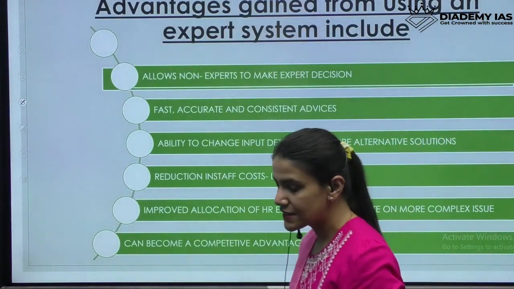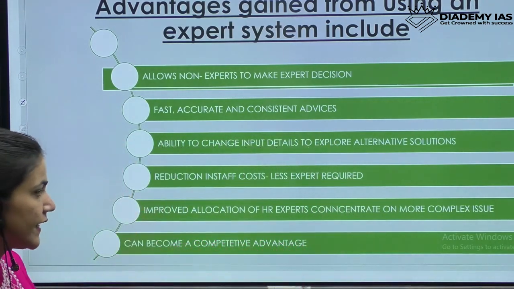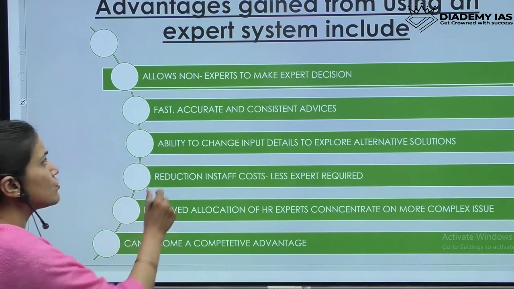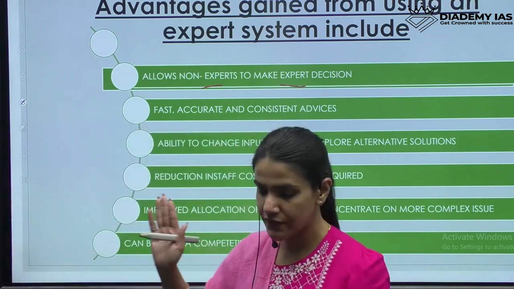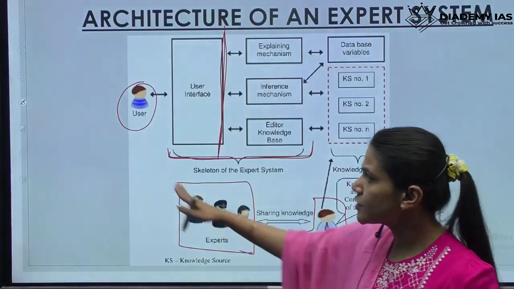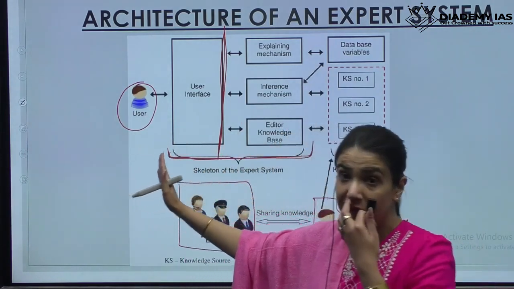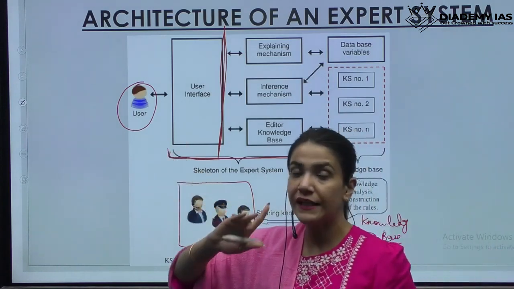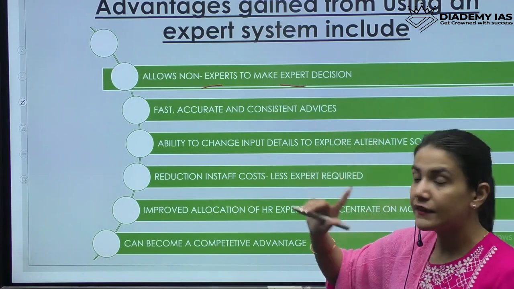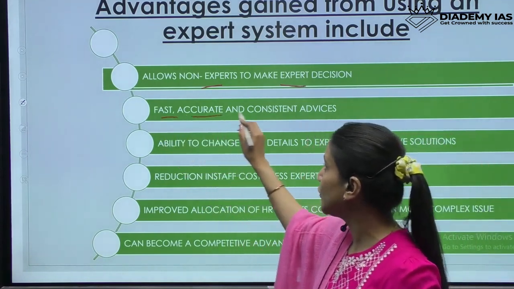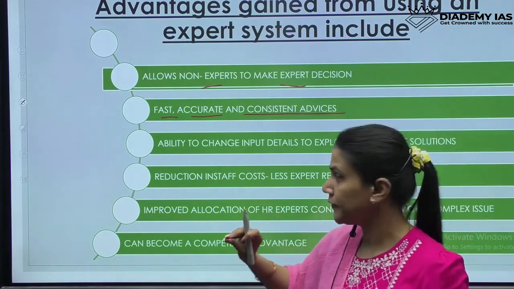Now, what are the advantages that we actually gain by using an expert system? First, it allows non-experts to make expert decisions. If you have seen the previous diagram, this person is not an expert, but the advice he has received has made him take an expert decision. The second pointer is that it gives fast, accurate and consistent advice. The advice you get is very much accurate, right?